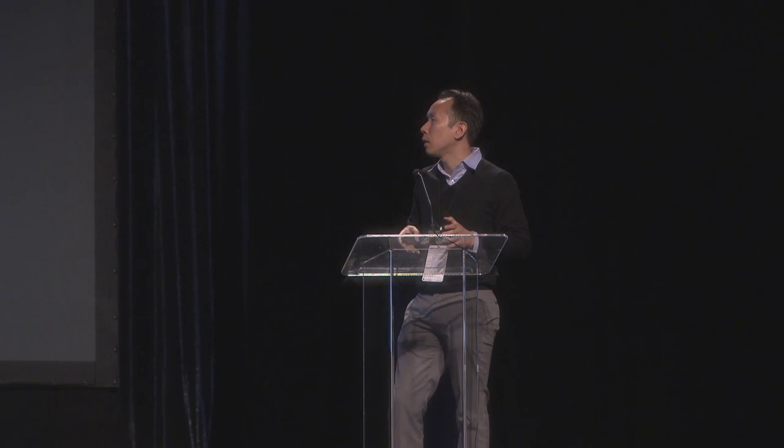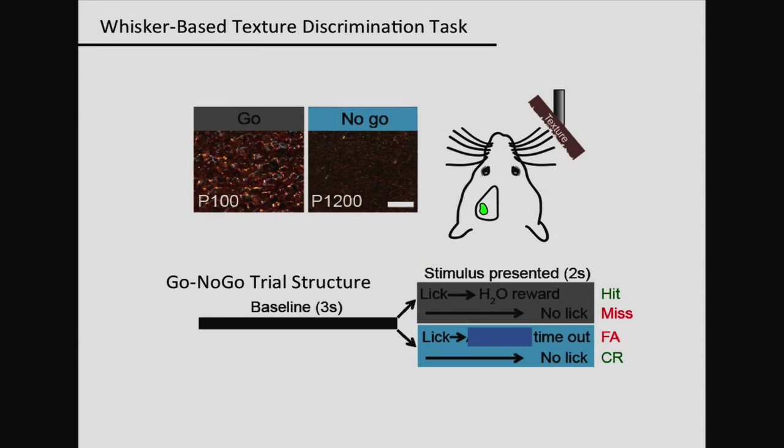So to address this first question, we took advantage of the fact that we can monitor neurons chronically across time with genetically encoded calcium indicators, and look across learning at the response properties in these cell types. For this, we focused specifically on the texture discrimination task. In this particular condition, as we're training the animals, we're only using two textures: a rough texture for the go and a smooth texture for the no-go.